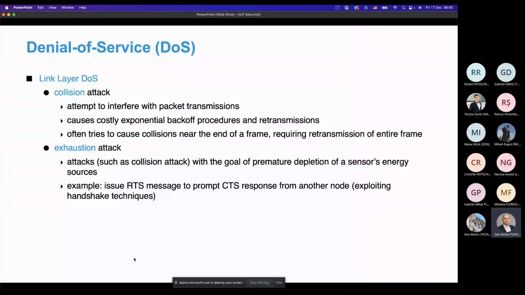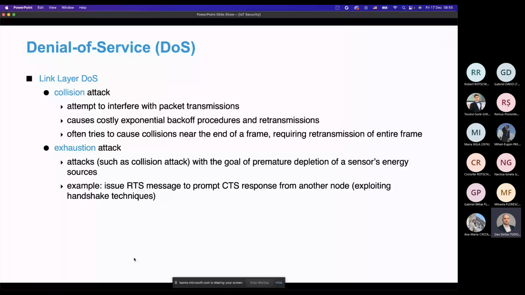There are some error correcting codes that can be used to recover from these schemes. So even if you receive a corrupted message, you can actually correct a certain number of bits in a packet, and you can recover even if you've been jammed through a collision attack. But this is limited, of course, to the number of bits that have been corrupted in a message. An attacker could also attempt to cause collisions near the end of a frame, which is causing a node to repeatedly transmit the entire packet again and again and again.